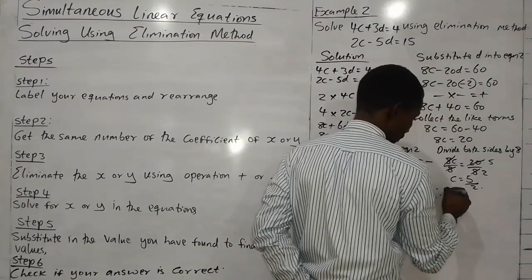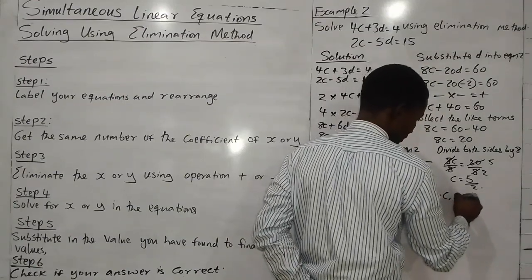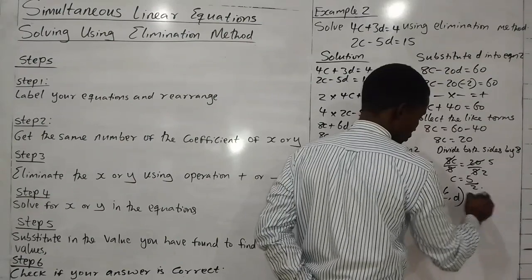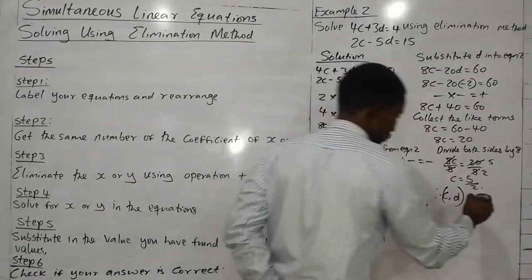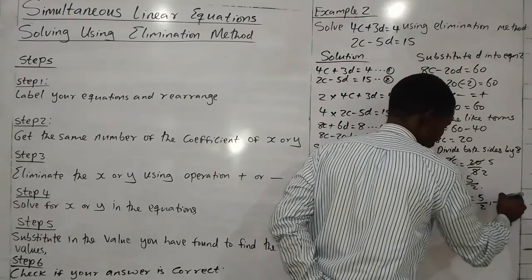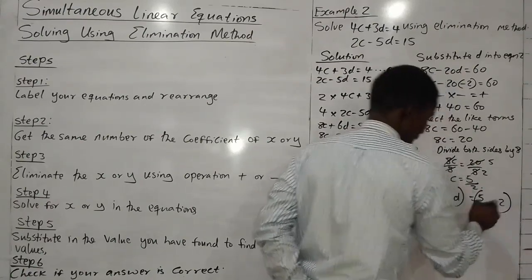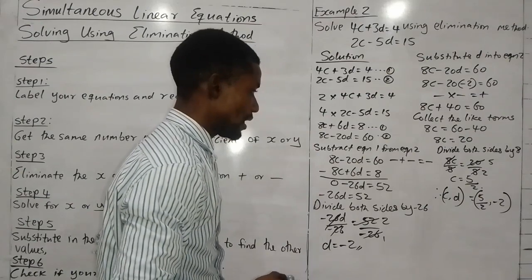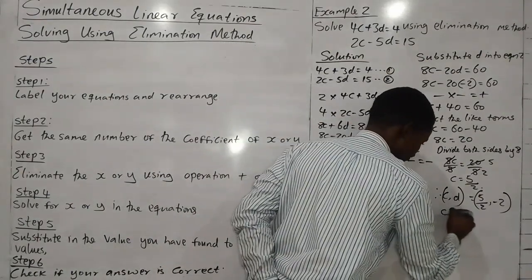So therefore, c and d equals, your d is minus 2, so your c is 5 over 2, minus 2. That is the value of what? Of c and d. So we can check. Let's check.